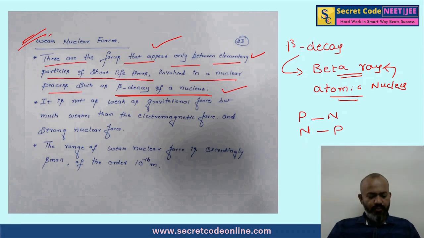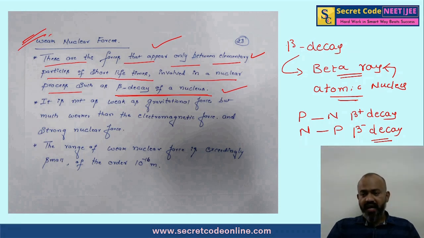Whenever the protons are converted into neutrons, that is called beta plus decay. And whenever the neutron is converted into proton, that is called beta minus decay. The proton in the nucleus is transformed into a neutron, and the neutron in the nucleus is transformed into a proton. That is what is known as beta decay. It is a radioactive decay, beta decay. Okay, that's it, guys. The next point.